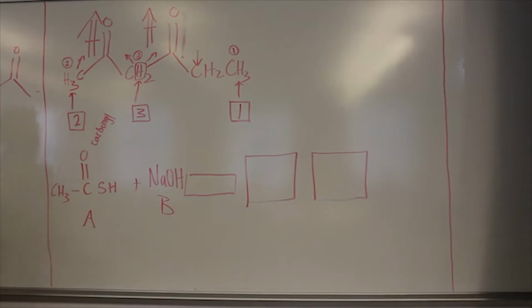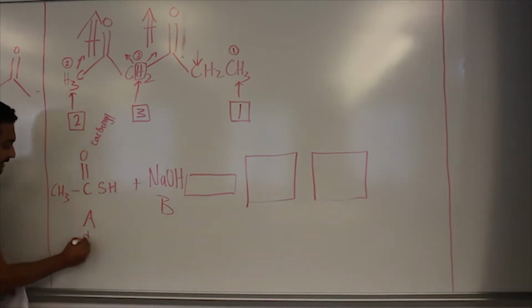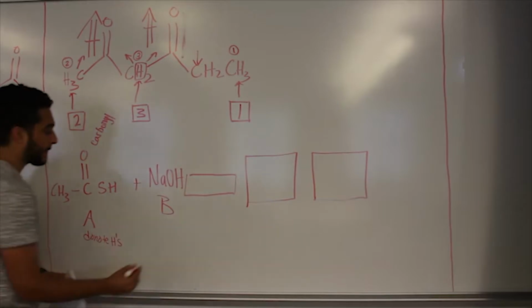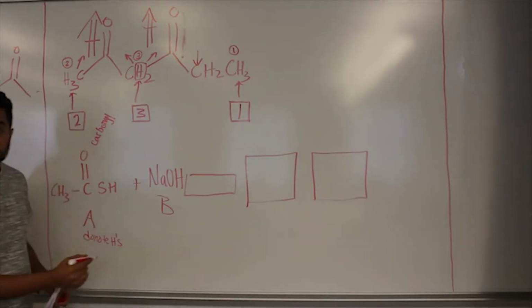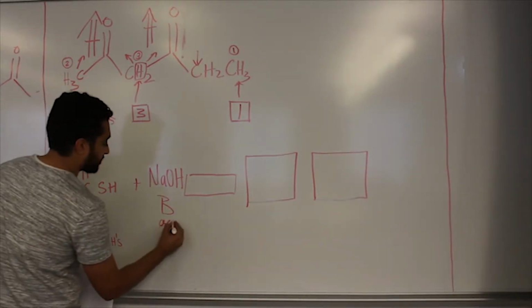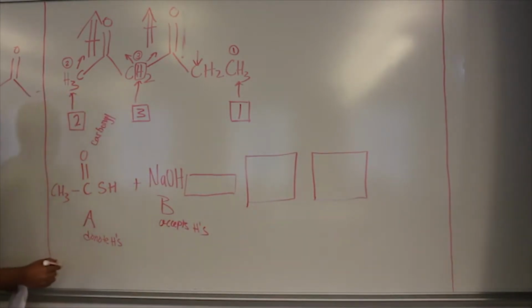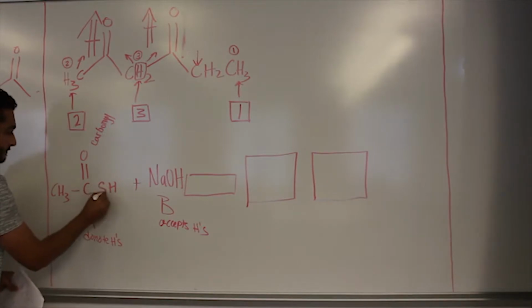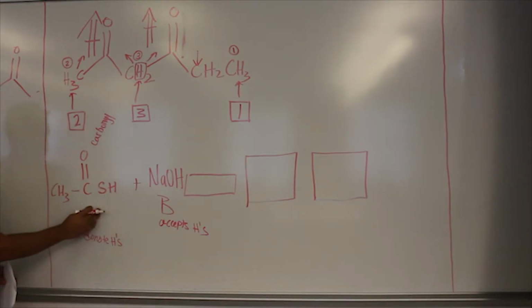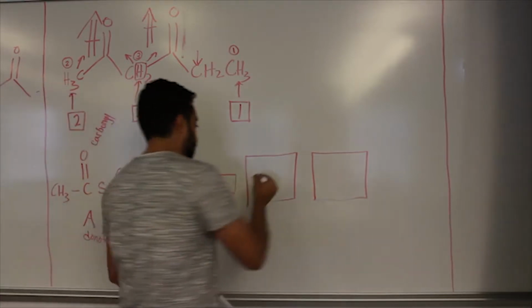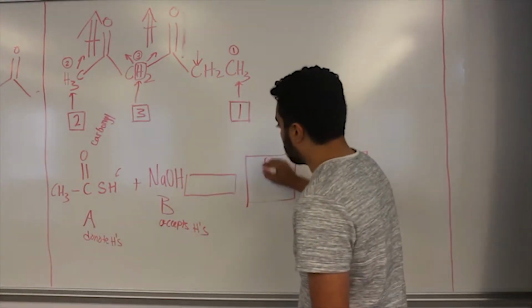Okay, so what do acids do? They donate H's. They're the donators of H's. And what do bases do? Exactly, so we're going to accept H's over here. So if we know that this acid is going to be losing the hydrogen, we can already draw that figure in here.